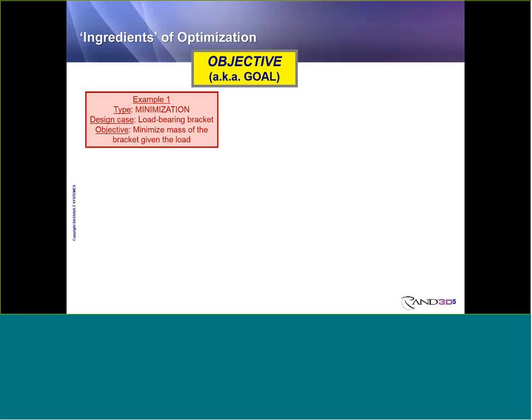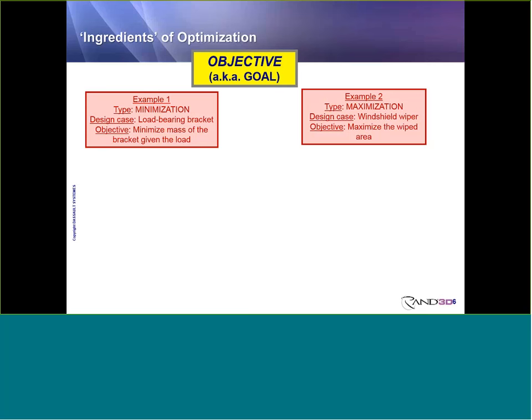We have some load-bearing part. It could be a bracket, it could be a frame, it could be just about anything. The objective is to come up with the lightest design possible. So what you want to do is minimize the mass of the bracket or some other part given the loading condition.